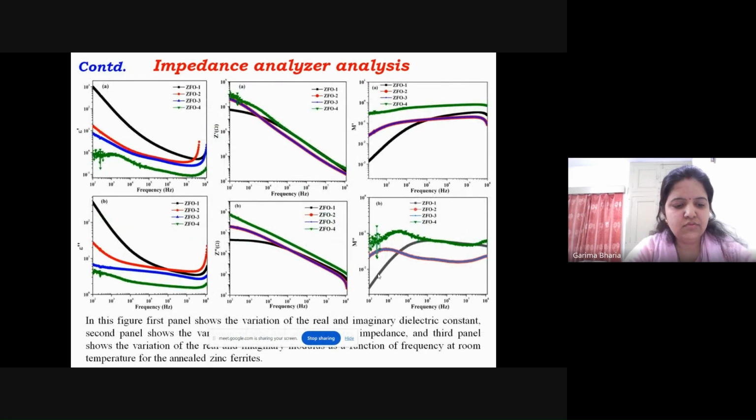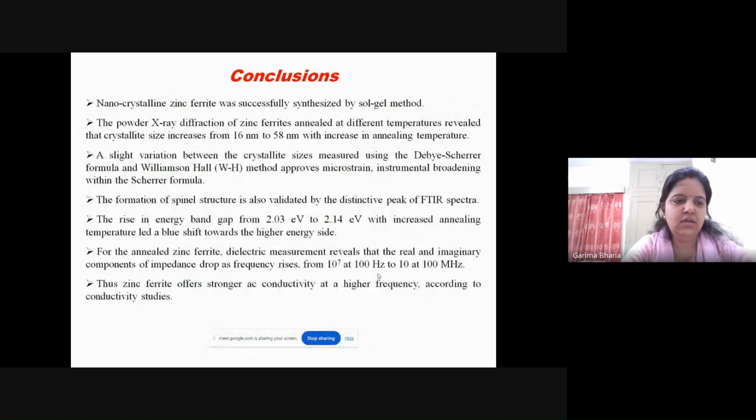In this figure, the first panel shows the variation of real and imaginary dielectric constant. The second panel shows the variation of real and imaginary impedance, and the third panel shows the variation of real and imaginary modulus as a function of frequency at room temperature of the annealed lanthanum doped zinc ferrite. These are the conclusions of my present study.